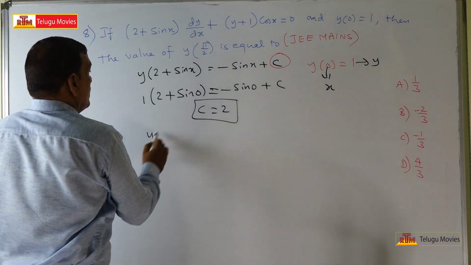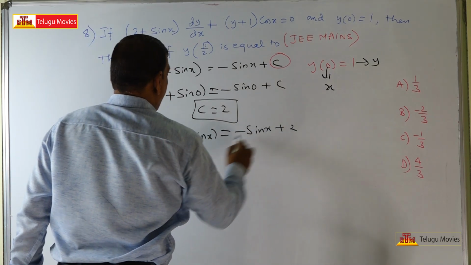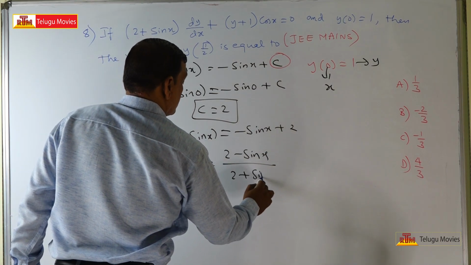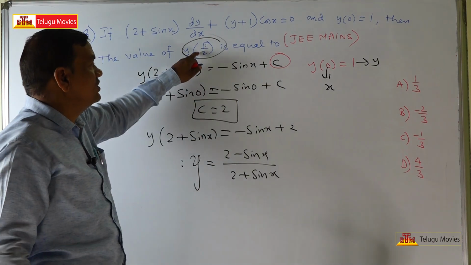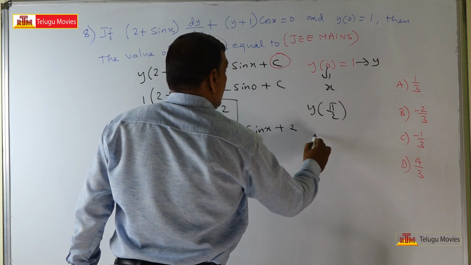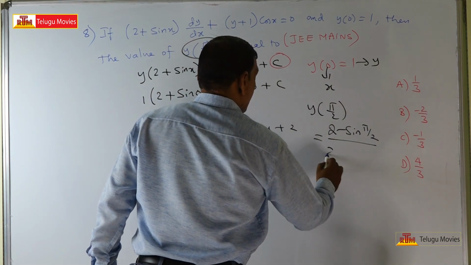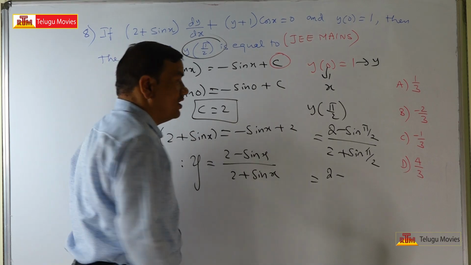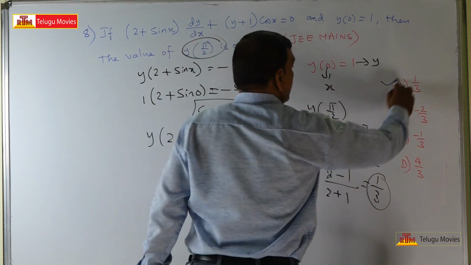So, what is your solution? Y times 2 plus sin x is equal to minus sin x plus 2. On the whole, what is your y value? Y is 2 minus sin x by 2 plus sin x. Understand? He is asking for the final answer y of pi by 2. Pi by 2 means what? This is the x value. Substitute here. So, y of pi by 2 means wherever x is there, substitute pi by 2. So, 2 minus sin pi by 2 over 2 plus sin pi by 2. So, this is equal to 2 minus 1, since sin pi by 2 value is 1, by 2 plus 1, that is 1 by 3. So, therefore, option A is the right answer.